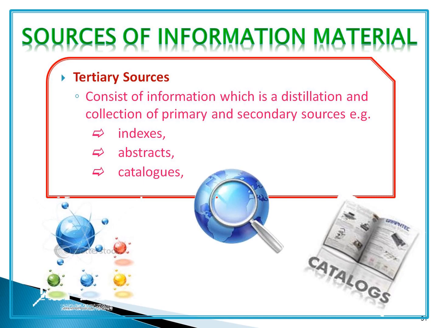A tertiary source consists of information which is a distillation and collection of primary and secondary sources. Tertiary sources are repackaged ideas or repackaged information. These types of sources consist of information that we have already refined and filtered. Examples of tertiary sources are indexes, abstracts, catalogs, and others that fall under tertiary.